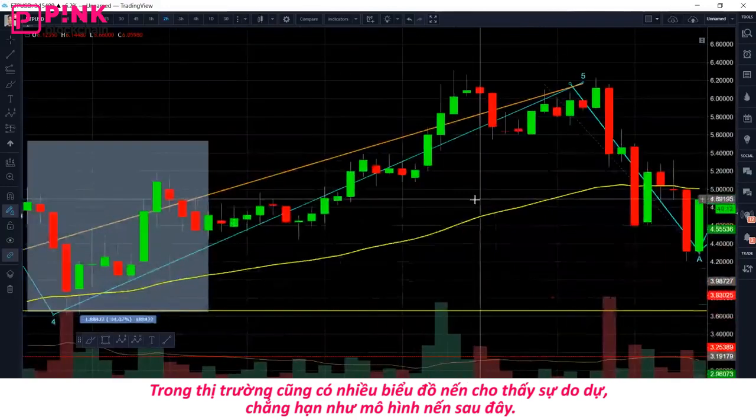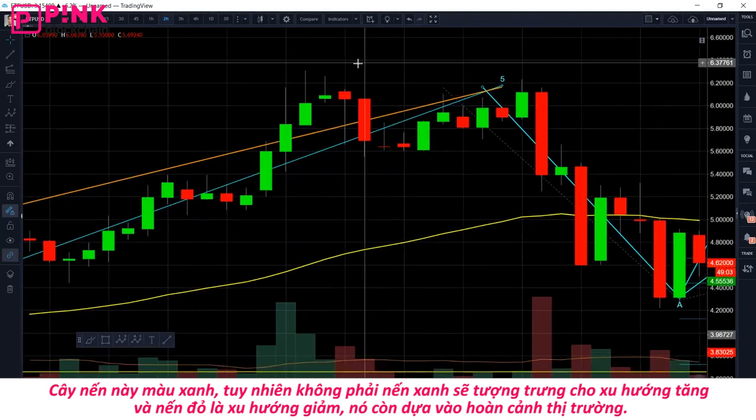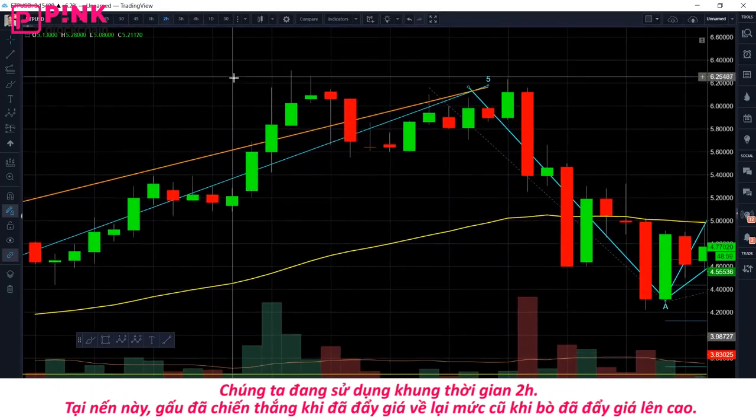For example, this one right here, even though it is green, don't worry about it, okay? Just because it's green doesn't mean that it's bullish. Just because it's red doesn't mean it's bearish. It's very circumstantial on the point. So let's say you're trading on a 2-hour time frame there.